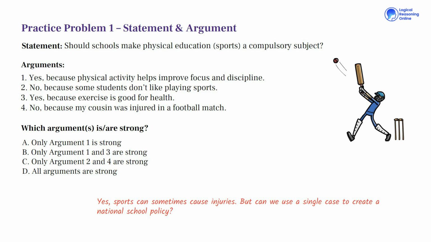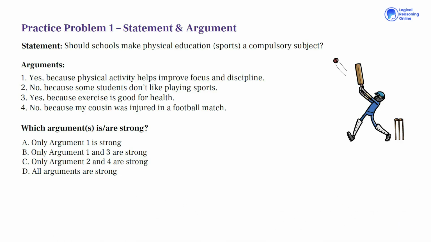That's like saying we should stop cooking classes because someone just cut their finger. Policies should be based on data, trends, and long-term benefits, not one-off events. So even though we empathize with the cousin situation, the reasoning is too narrow, emotional, and personal to be considered a strong argument. So argument 4 is weak.